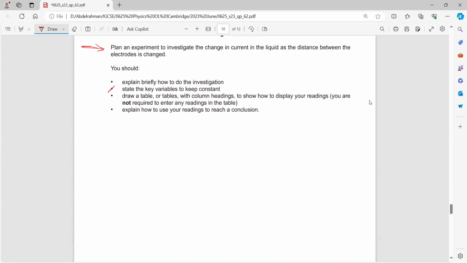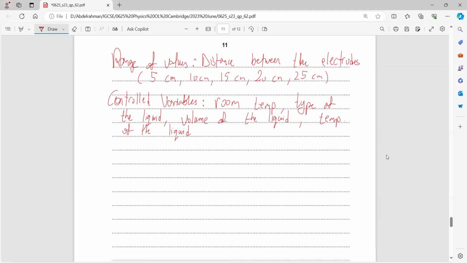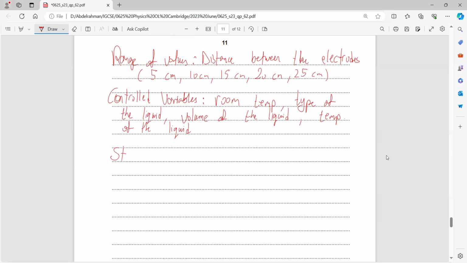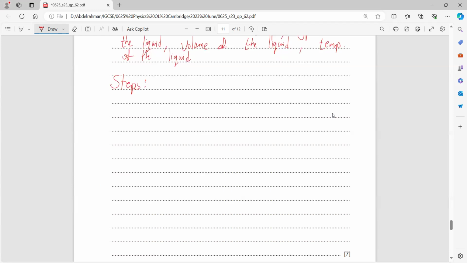Explain now. Do I need to state the apparatuses that I will use? No. I don't need to explain the apparatuses that I will use. But here I need to say what the steps are. What is the method? Tell me. We measure the distance, then we see the current, measure the current, and then repeat it with different distances. Yes, exactly. Excellent.